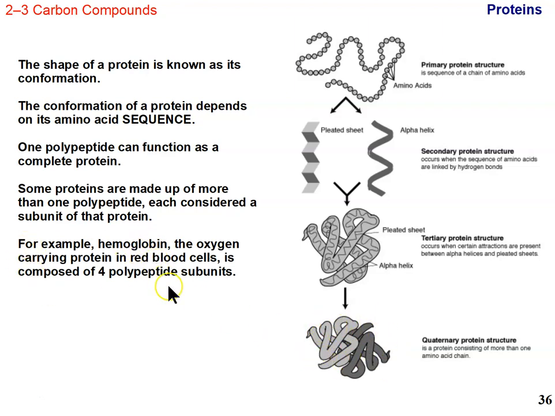Hemoglobin, for example, the oxygen-carrying protein in red blood cells, is composed of 4 polypeptide subunits. Here we're seeing only 2. Hemoglobin would have 2 more. 2 of them are the same, called alpha hemoglobin, and the other 2 are called beta hemoglobin. So there are 2 of the same polypeptides, and then 2 of the same different polypeptides, making up the quaternary structure of hemoglobin. That's just one example.